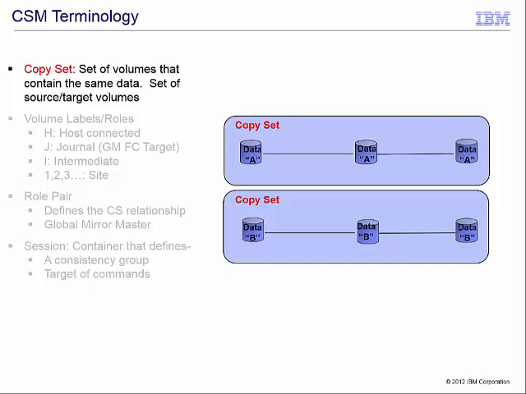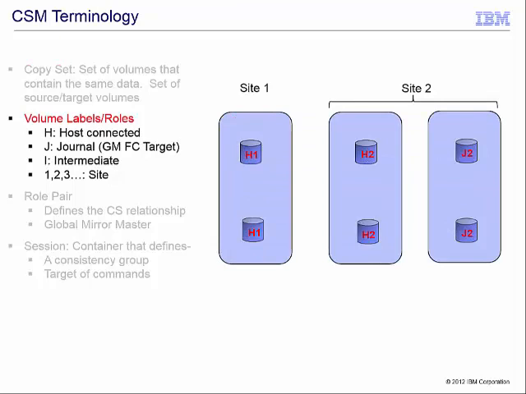First, let us discuss the term copy set. Copy set is a term we had to define when we started copying the same data across multiple volumes, as the term pair no longer applied. So, a copy set is defined as a set of volumes that is meant to contain the same data. In this example, we have 2 3-volume copy sets.